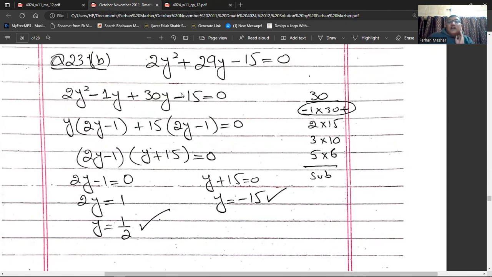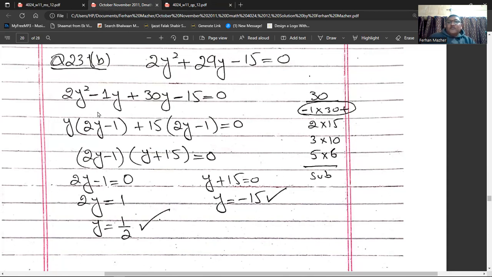With the third term, you have a negative sign, so I will write here subtract. I have to choose a pair from here which by multiplication will give me 30 and by subtraction will give me positive 29. Because I want positive 29 by subtraction, with the larger number I will write positive, and with the smaller number I will write negative. These are the rules of this game. So I write the midterm breaking here: 2y squared minus 1y plus 30y minus 15 equals 0.